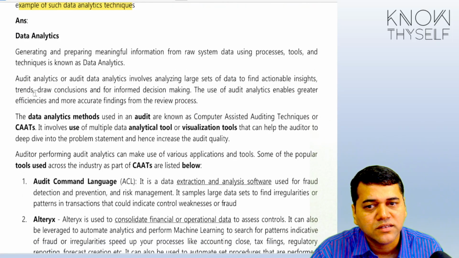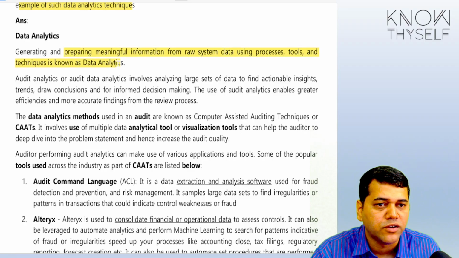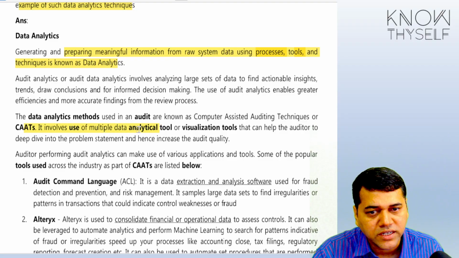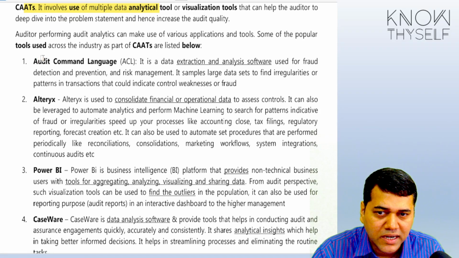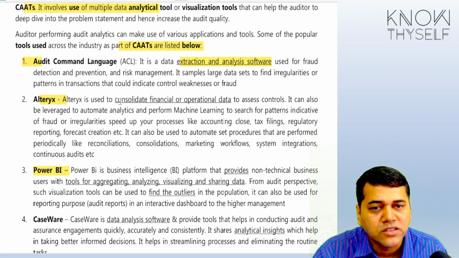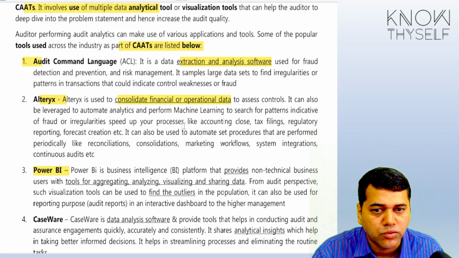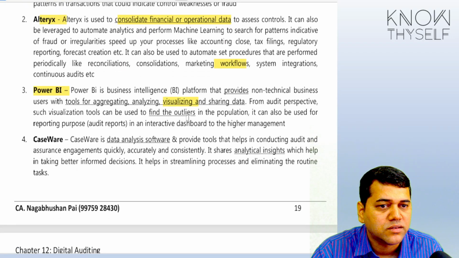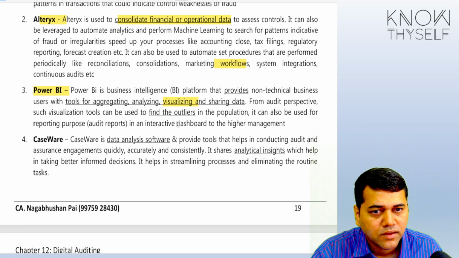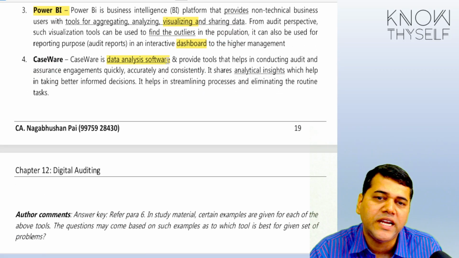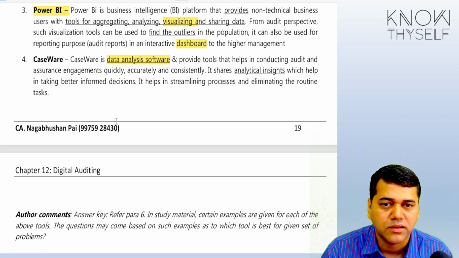So what is data analytics? You should say analyzing of the data to get meaningful information using processes, tools and techniques. And what is CAT? When you are using it in the audit, it's called CAT. What are those? Like Command Language is there, Alteryx is there, Power BI. So each has extraction and analysis, consolidation of the operational data in the form of a workflow. Power BI is more like visualizations, charts, graphs, dashboards. Caseware is more like analytical insights, streamlining the process. Okay, we can change here. You can say that it will help you as data analytics software, or it will help you for document management, access to the documents.